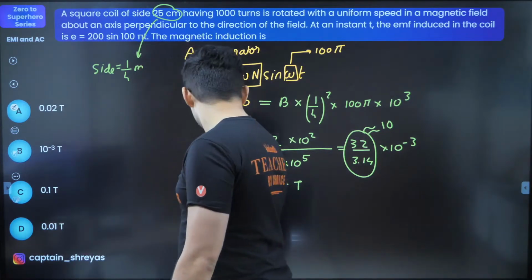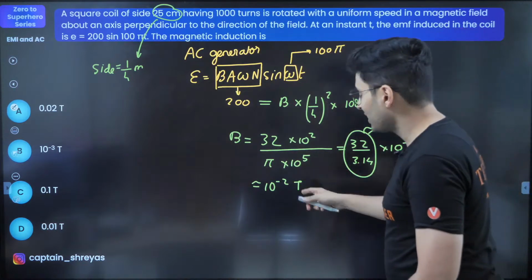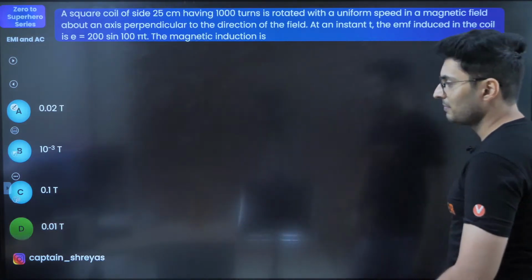Do we have it somewhere? By mistake I wrote it as 1/10, sorry guys. So this was 10 to the power minus 2. Yep, option D it is.